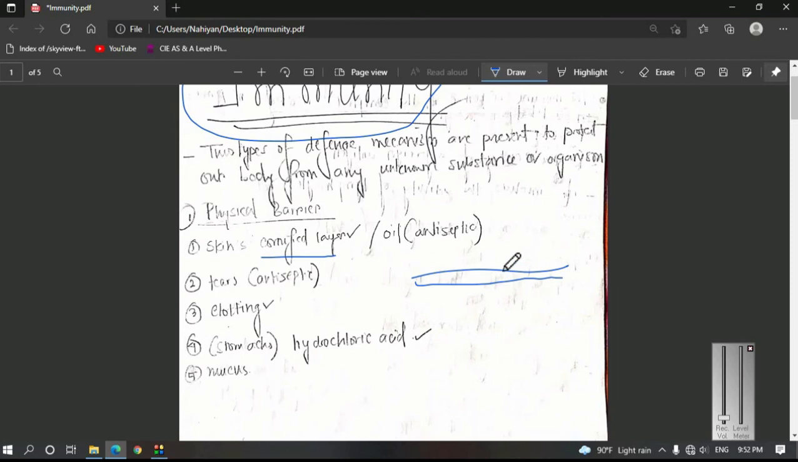So if a bacteria or any pathogen comes in, it's just going to lie on the surface. But lying on the surface can also cause problems, for instance infections and stuff on the skin, rashes. They might also produce oils, our skin itself, which is an antiseptic. It has antiseptic properties, which means it can kill the bacteria.